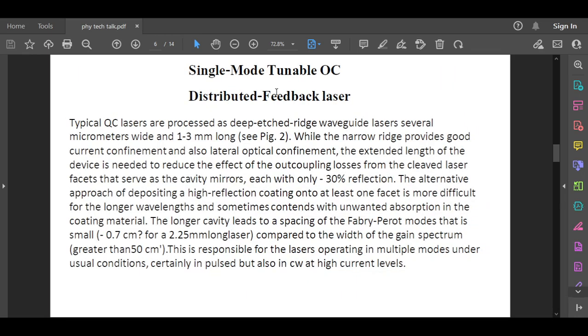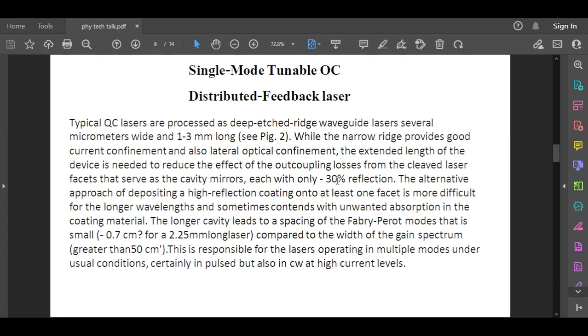Single mode tunable QC distributed feedback laser. Typically, QC lasers are processed as deep etched ridge waveguide lasers several micrometers wide and 1.3 mm long, while the narrow ridge provides good current confinement and also lateral optical confinement. The extended length of the device is needed to reduce the effect of the outcoupling losses from the cleaved laser facets that serve as the cavity mirrors.